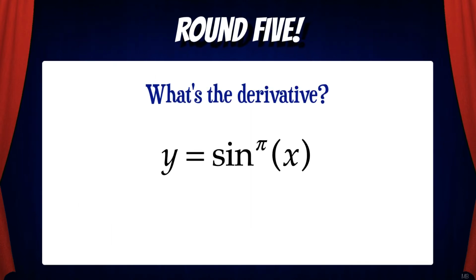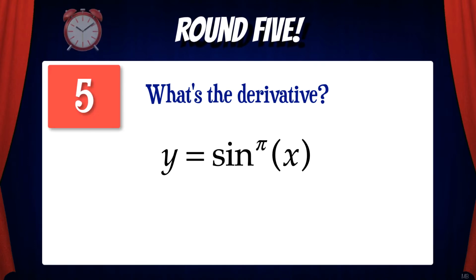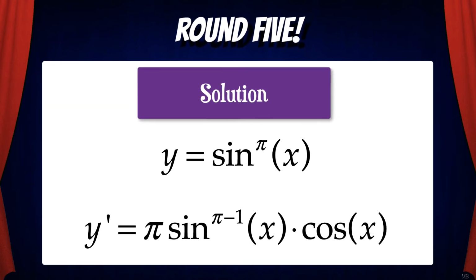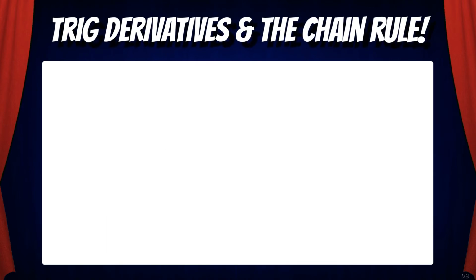Round 5. What's the derivative of sine to the power of pi of x? The solution, y prime equals pi times sine to the power of pi minus 1 of x times cosine x. Here we have to use the chain rule.